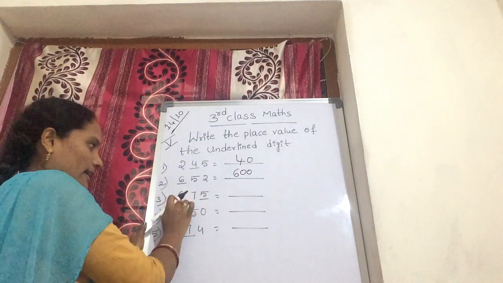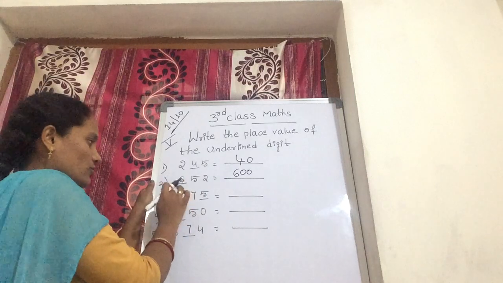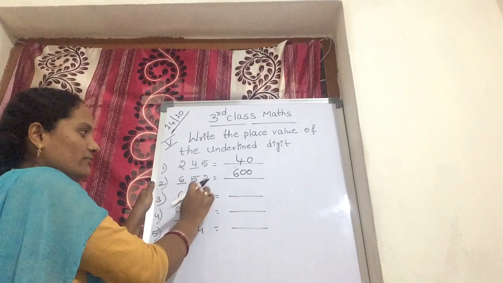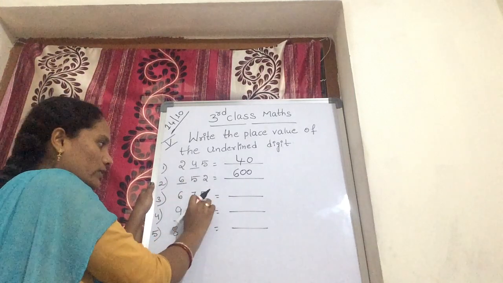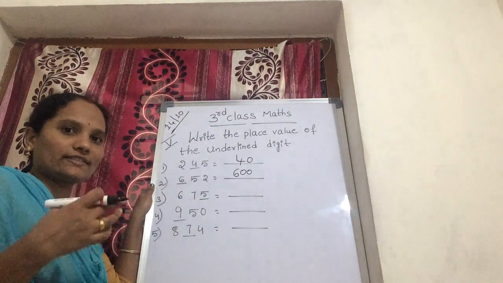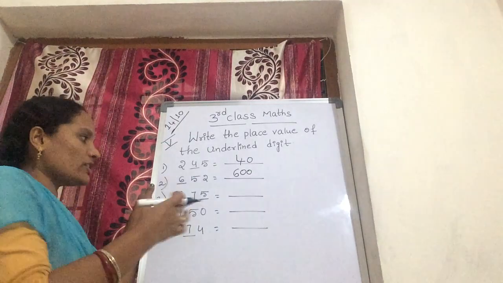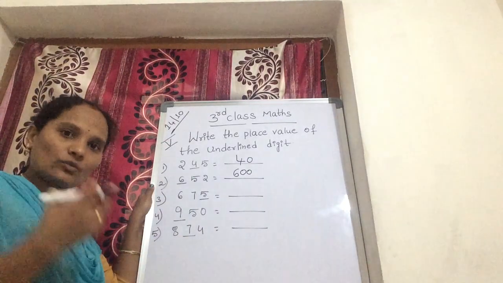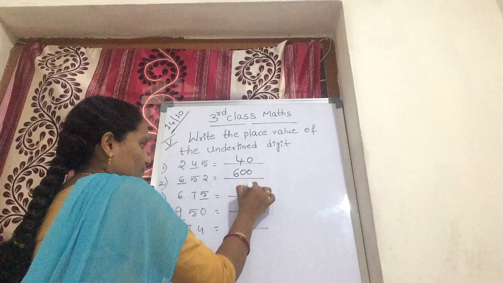Ones, tens, hundreds. What is your number? You get which number? 675. How to read this? Only your single digit, you are reading 5. 675. What is the place value of the 5? Only 5, you should write 5.